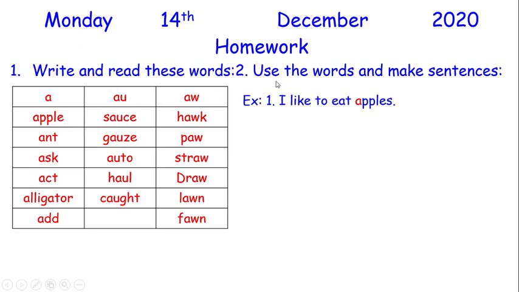And number two, you build sentences with whatever you like. For example: I like to eat apple. I like to draw a picture. I like to cut the fish. I have an auto car. So make 10 sentences by using these words.